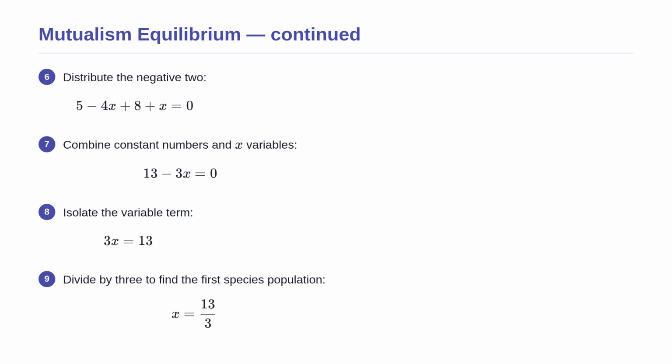We carefully distribute the -2 across the terms inside the parentheses, multiplying -2 by 2x and -2 by -4. This expands the equation to 5 minus 4x plus 8 plus x equals 0. Next, we combine the constant numbers, 5 and 8, to get 13. We also combine the x variables to get -3x. We move the 3x to the other side to make it positive, which is easier to work with. Finally, dividing both sides by 3 gives us the equilibrium population size for the first species as a precise fraction.